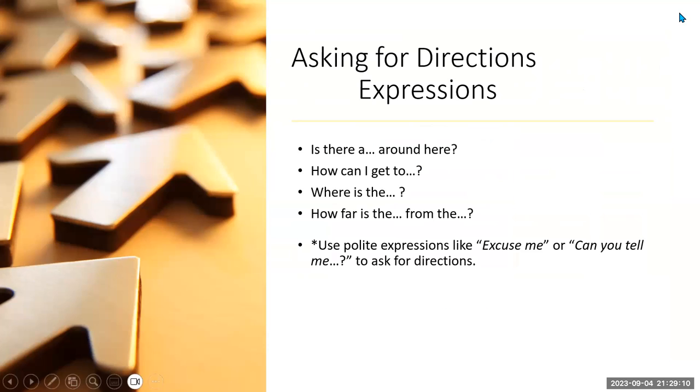Okay, asking for a direction expression. For example, you can say, is there a bank around here? You can use the word bank. It's up to you if you want to use another one. How can I get to, and then you are going to mention the place. Where is the supermarket? Where is the gas station? How far is the museum from here?